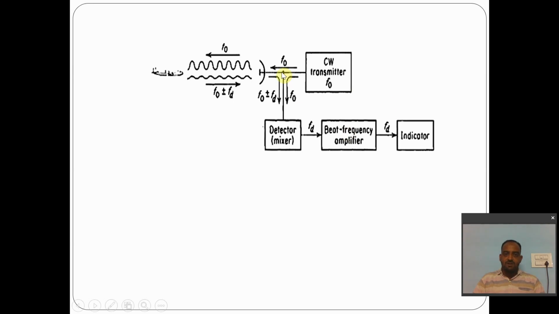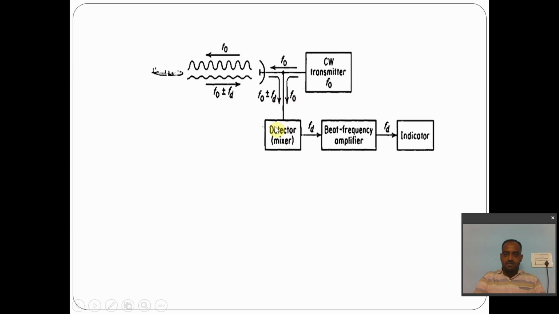In this diagram, if you observe, the frequency F0 is transmitted. It will hit the target and come back to the same antenna. This block diagram has a single antenna which acts as both transmitting and receiving antenna. A part of the signal having frequency F0 is fed to the antenna, and a part of it as leakage signal is fed to the mixer also.